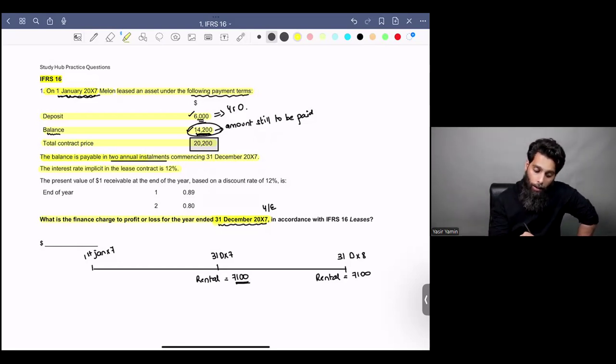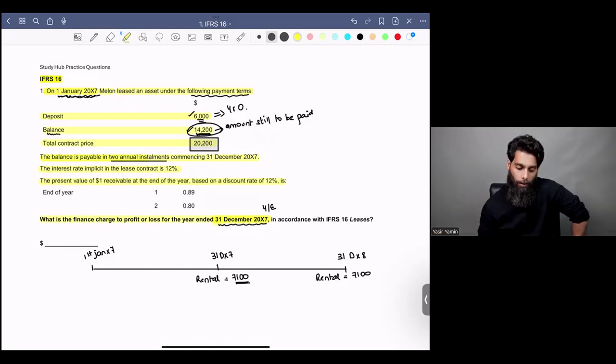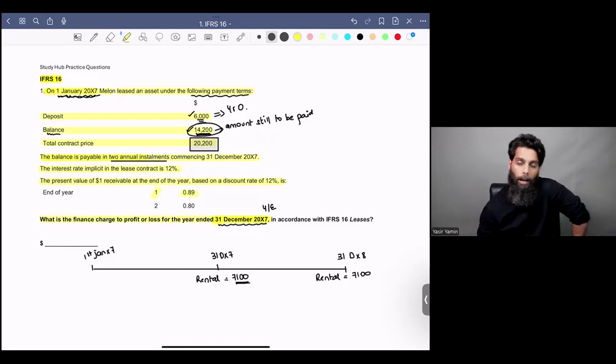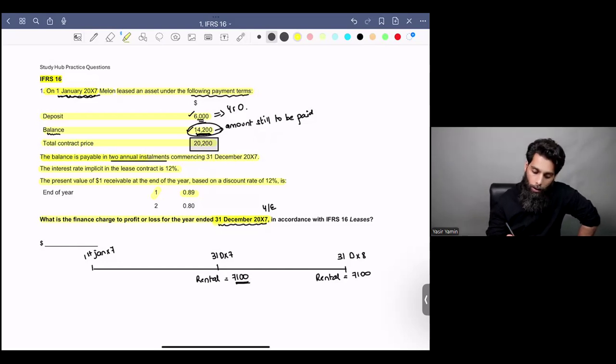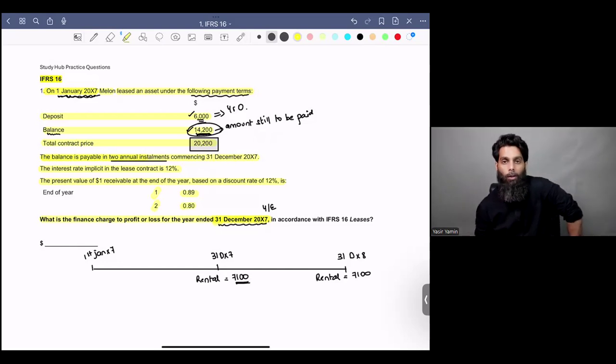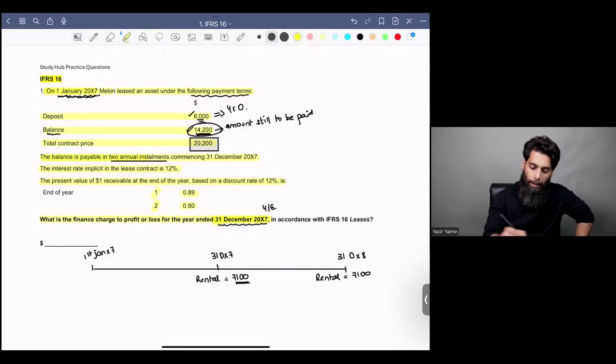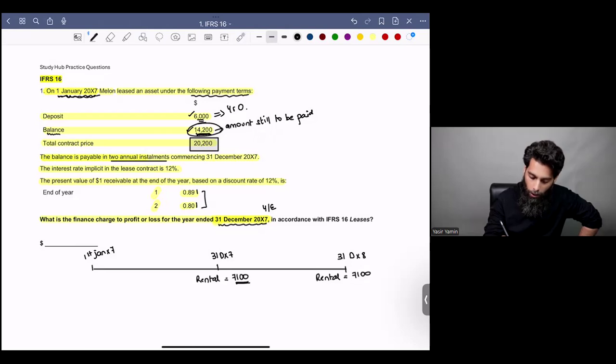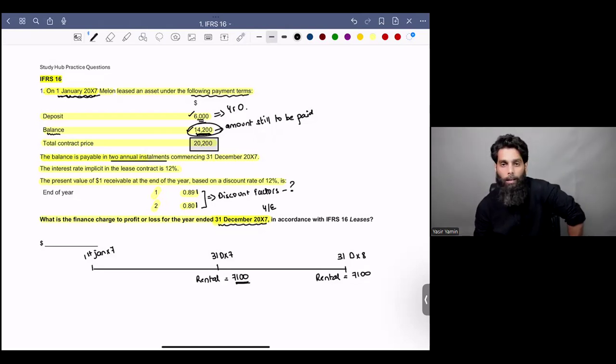The examiner says that the interest rate implicit in the lease contract is 12%. And at the same time, the examiner tells you that the present value of $1 receivable at a discount rate of 12%: each dollar is worth in 1 year's time $0.89, and each dollar is worth in 2 years' time $0.80. The examiner has basically given you discount factors. Make sense? Now the question is, why would the examiner have given you discount factors? Why would we need discount factors?